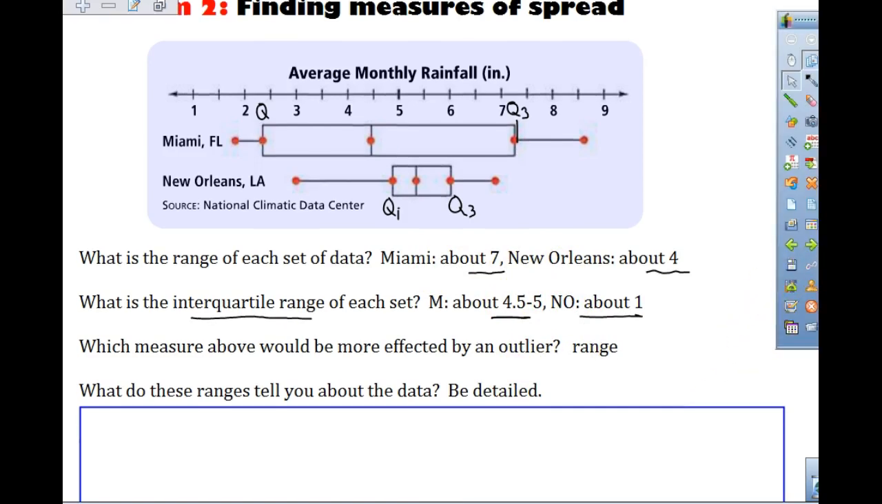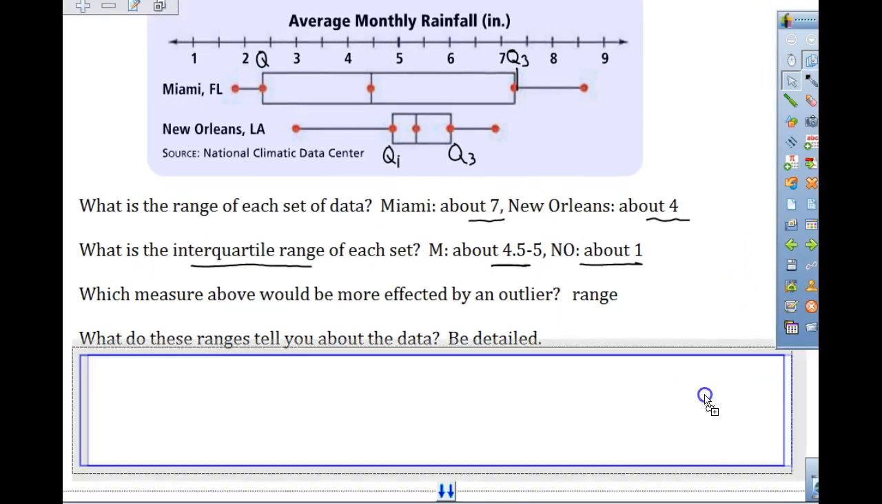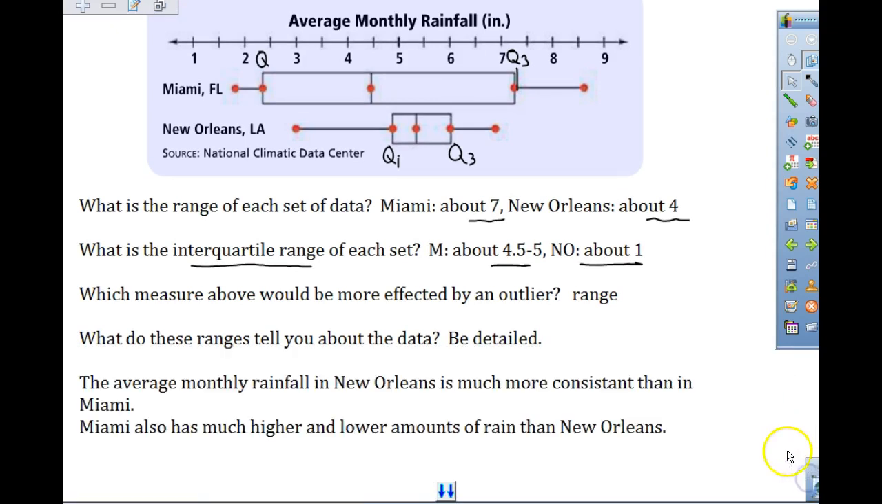So that last question that we are filling in: what do ranges tell us about the data? To be detailed, this is kind of what I am looking at for you to fill in. The average monthly rainfall in New Orleans is much more consistent, right? Why is New Orleans more consistent? Because our range is a smaller number, so we get about the same, whereas Miami has much higher and lower amounts of rainfall. So theirs is much more spread out.